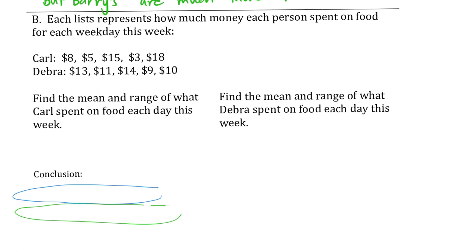Okay, so what's my conclusion? Deborah spends more per day on food. What happens? Who has a bigger range? Carl has a much bigger range. So the amount Carl spends varies a great deal during the week or is much more spread out. Carl spends per day varies more greatly than Deborah.